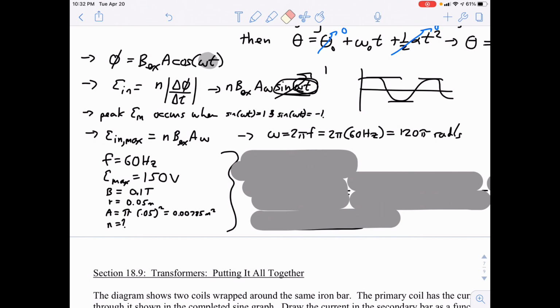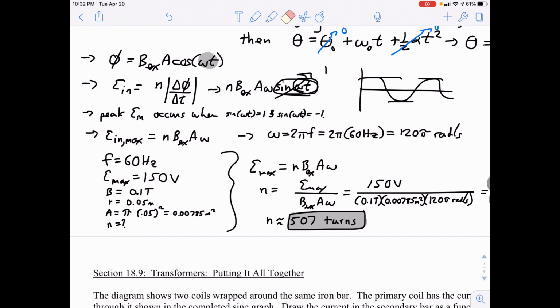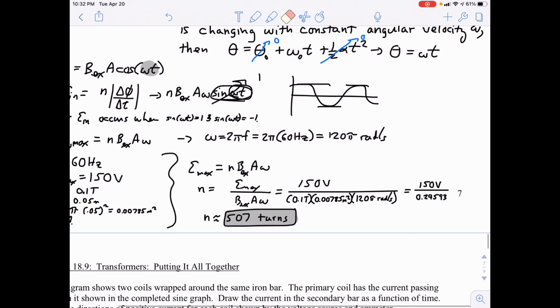And we want to know the number of turns that would make this happen. So max EMF, peak voltage, is equal to N B external times A omega. Solve for N: E max over B external A omega. Plug in your values, and we get roughly about 500 turns, a little over 500 turns.